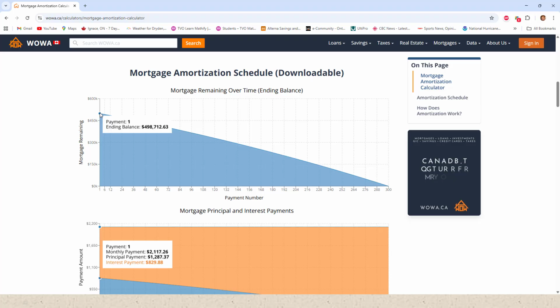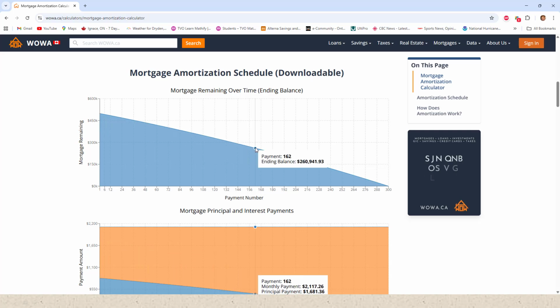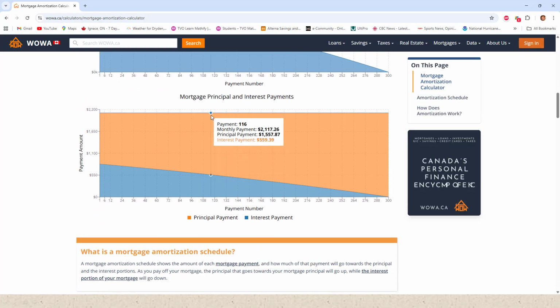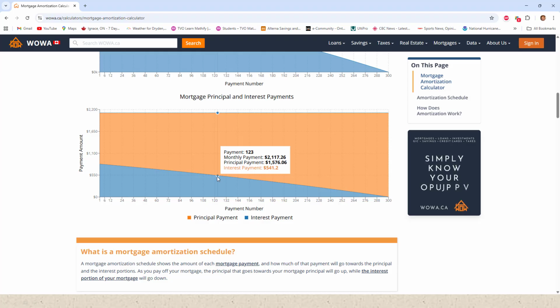Right at the beginning, well, actually after one payment, you still owe $498,712.60. But if you scroll down here, let's say 10 years is 120 months. So at 10 years, you have approximately $329,000 left. And these two show the monthly payment, but how it's broken down into the principal that's being paid and the interest being paid.